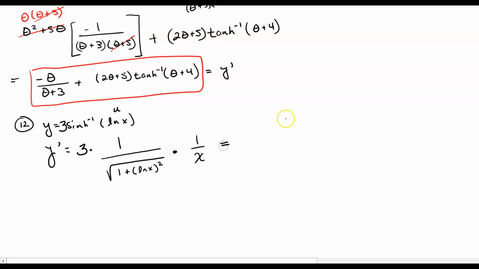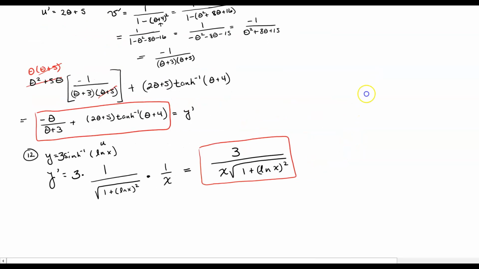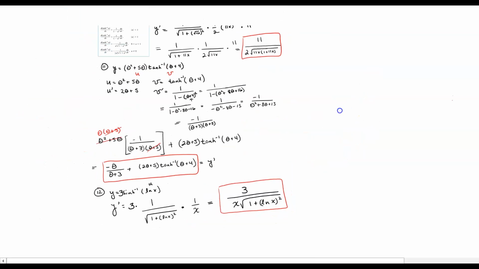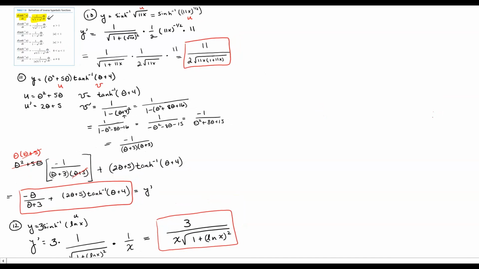It's just a matter then of just cleaning it up just a little bit, because there's not much more to simplify. So you end up with something that looks like this. 3 over x times the square root of 1 plus the natural log of x quantity squared. And so this right here is the answer for this problem here. All right, so really nice applications of the inverse hyperbolic function rules here, the derivatives anyways of inverse hyperbolic functions.